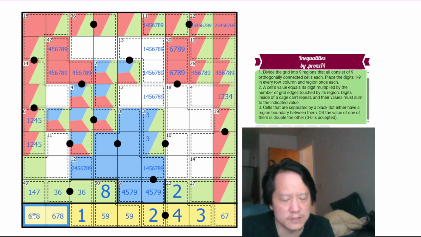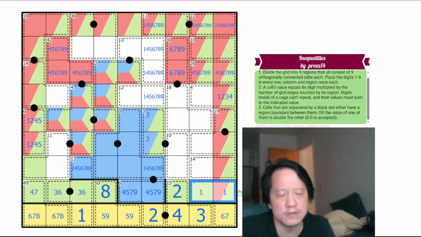6 and 8 is 14. Plus times 3 is 42. Plus 7. 7, 8 is 15. Times 3 is 45 plus 4. So this would not be, this would be 4 or 7. We would guarantee a 1 here.